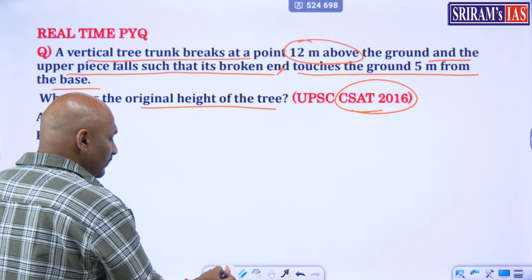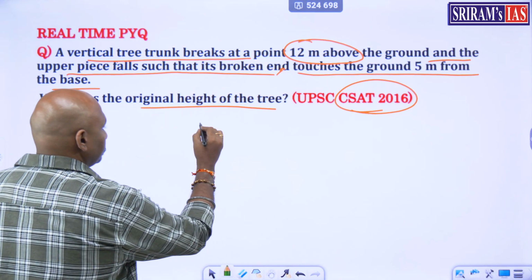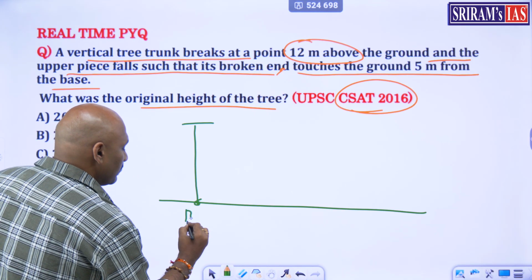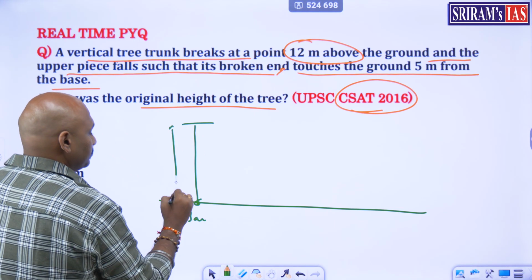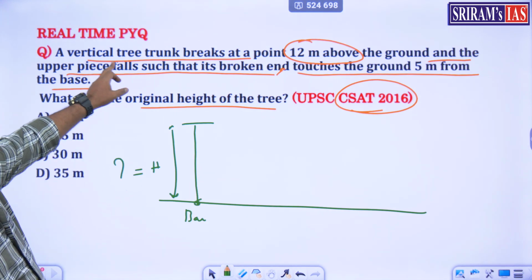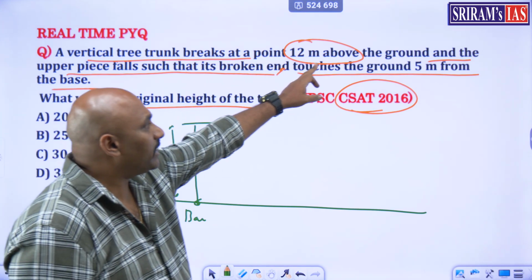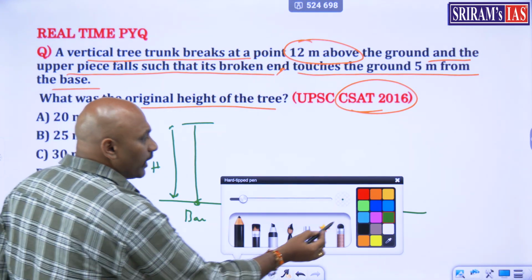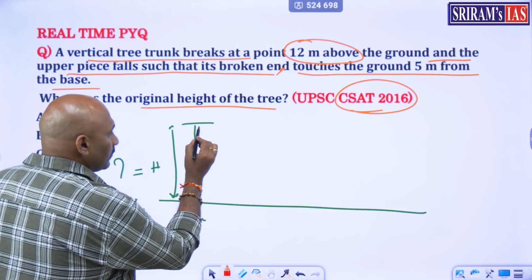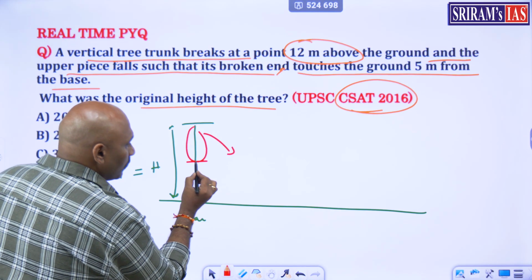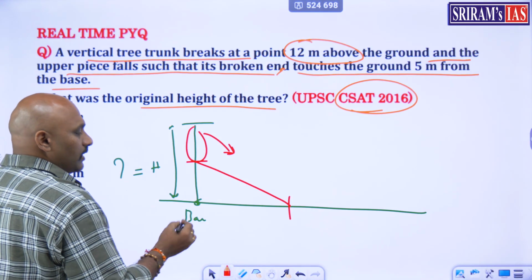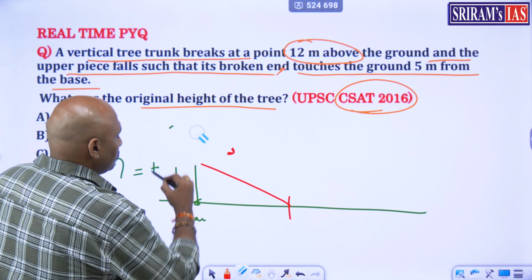We don't know the height of the tree. So what will I do? The original tree is like this. This is the base. We don't know the height. Let's keep it like that. The vertical tree trunk breaks at a point 12 meters above the ground. So the breaking point happened at 12 meters above the ground. From here, 12 meters, it broke. That means this part fell down and came like this and stopped here.